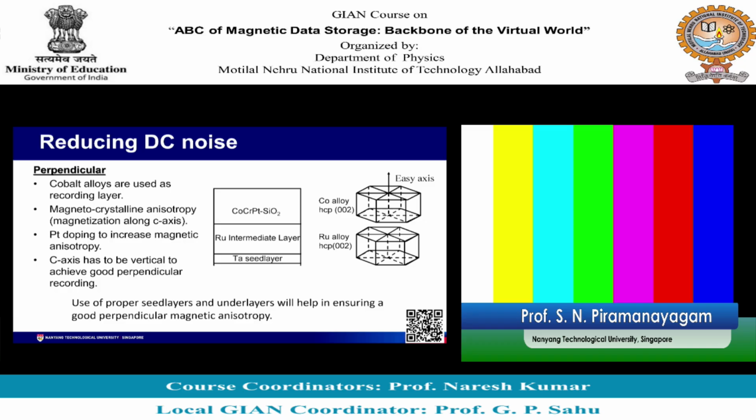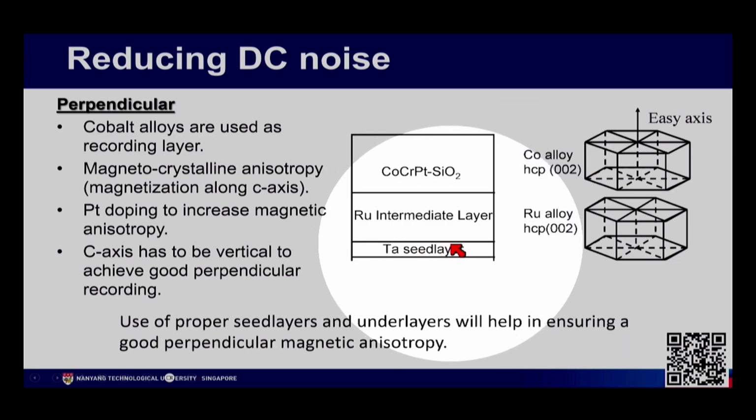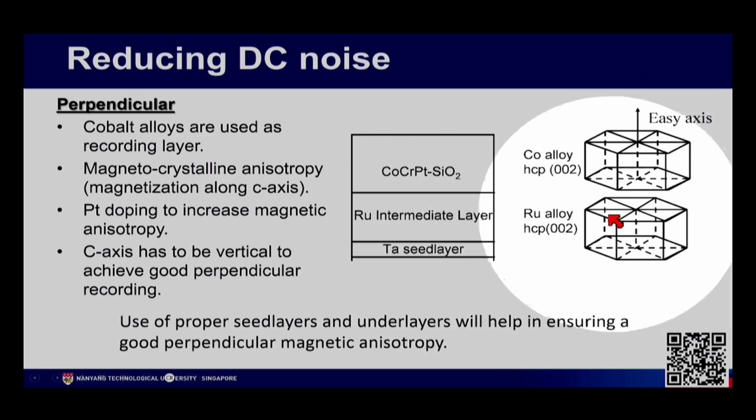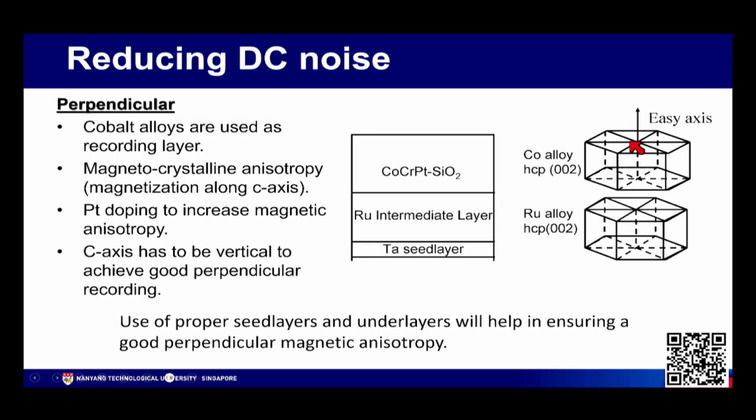So, if you choose a proper seed layer, the number of ruthenium grains with a C axis perpendicular will be increased. If that is the case, the number of cobalt grains with the EZ axis in the perpendicular direction will also be increased. Okay, so, that is one reason why we have ruthenium layers. Okay, is it clear?